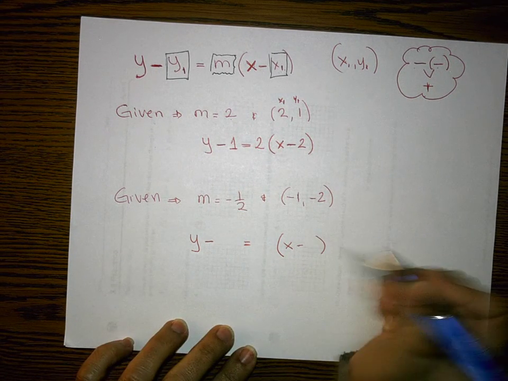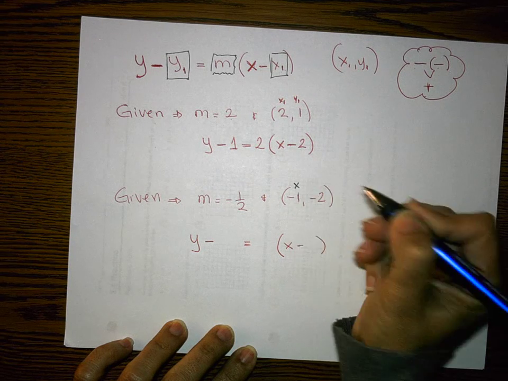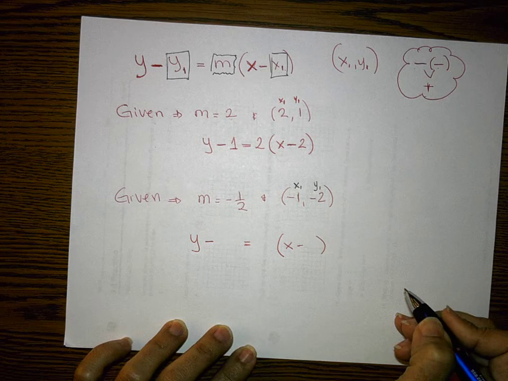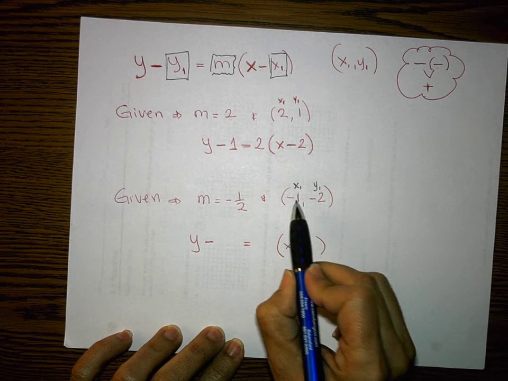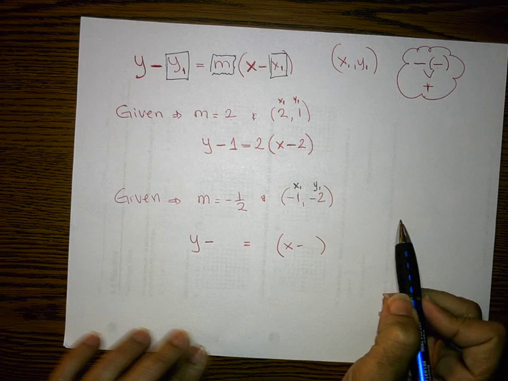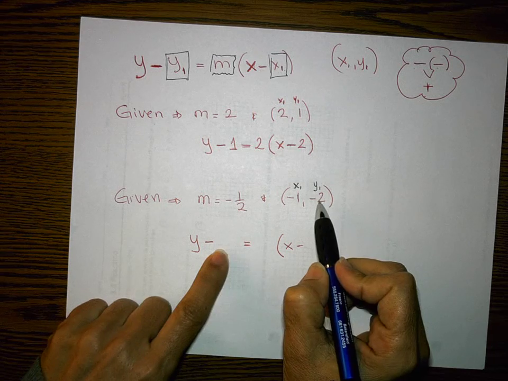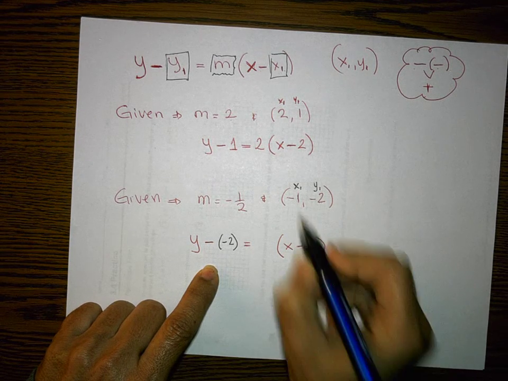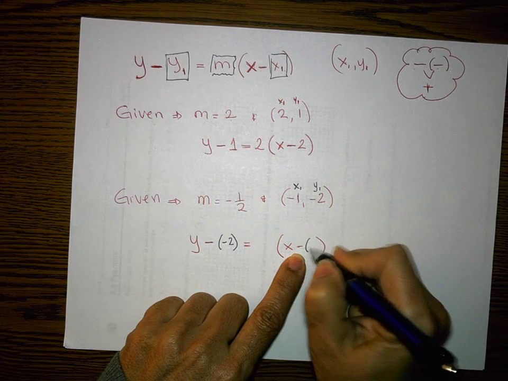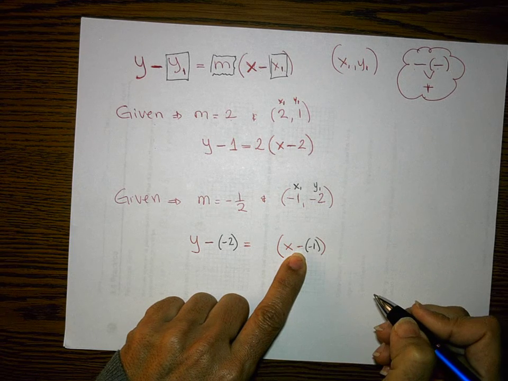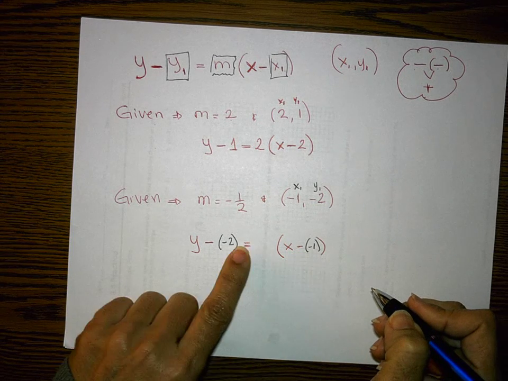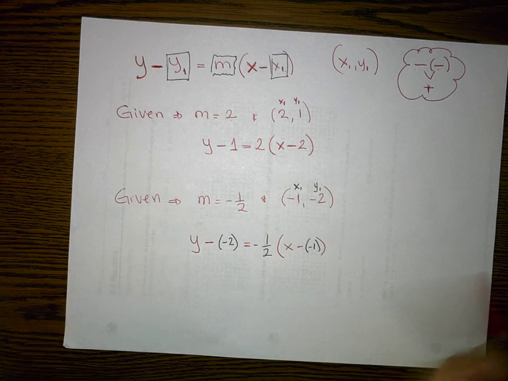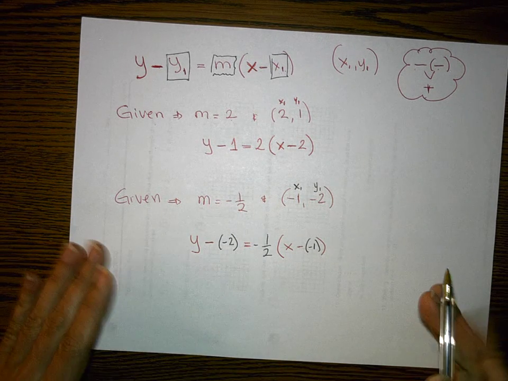So here's my x and y value. X comes first, I'm going to call it x1, and y1 is the value that comes second here. So I have an x1 and a y1. The y1 goes over here, but I have a negative 2, okay? And then the x1 comes in here, but I have a negative 1, so I need to put that in parentheses. And then my slope is negative 1/2. Alright, so I replaced everything that needed to be replaced, and this looks beautiful.